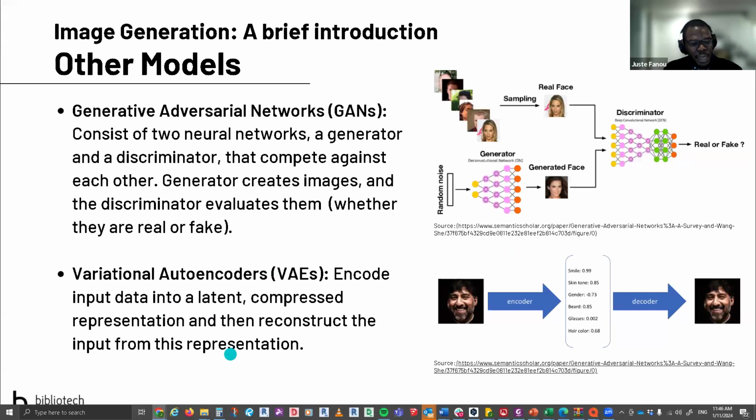Variational autoencoders encode input data and compress that information, and then decode that data to reconstruct the model. If you take a certain image, it will turn that into data and weights, and then the decoder can take that data and weights and turn that back into a picture. Those are other types of models that I wanted to touch on, but definitely not the most popular right now.